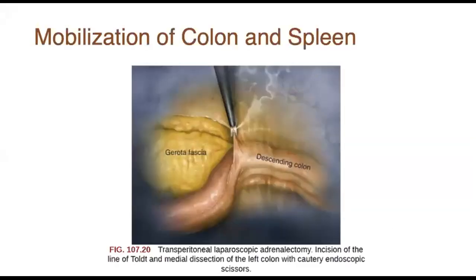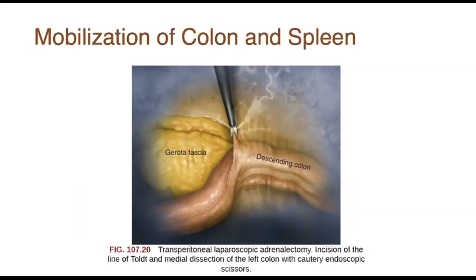For the mobilization of the colon and the spleen, let's talk about the left side first. The line of Toldt is incised and the colon is mobilized inferiorly. The splenocolic and splenorenal ligaments are then incised towards the diaphragm at the level of the gastric cardia, allowing for full medial rotation of the spleen away from the surgical field. Care should be taken to avoid injury to the stomach and the diaphragm at this stage. Sudden loss of pneumoperitoneal pressure with increase in ventilation pressures may signify diaphragmatic perforation.